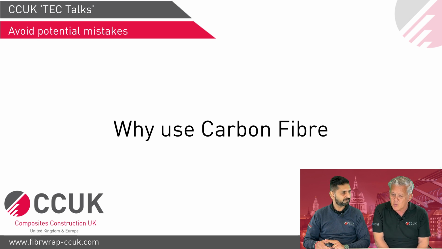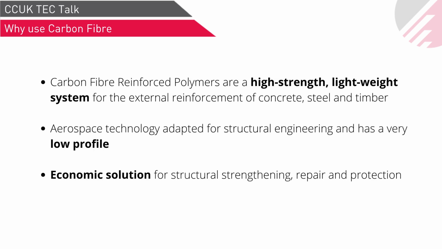So I think the first question we're going to be asking: why would you look to use carbon fibre in the first place anyway? Yeah, so carbon fibre is a very high strength and lightweight material which is becoming quite popular these days. Pretty much all the structural engineers, contractors, architects are looking to use it because, as I said, it's very high strength. So just to give you a feel in terms of numbers, it is at least 3 to 4 times stronger than steel. It is 7 to 8 times lighter than steel. So you can see the strength to weight ratio and why people prefer to use FRP over traditional methods.